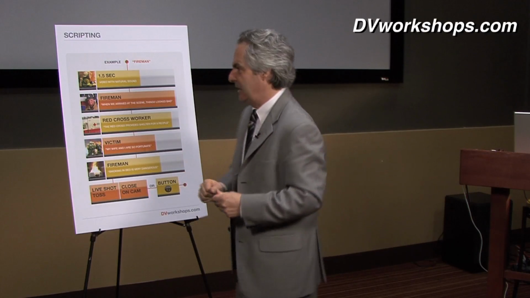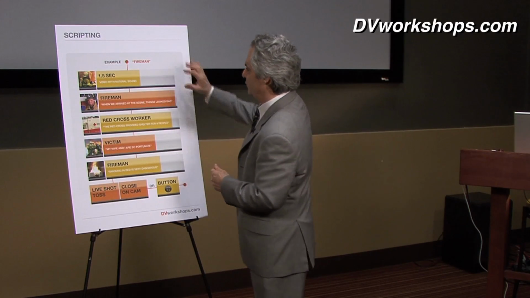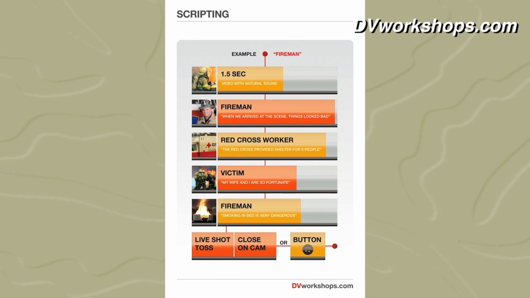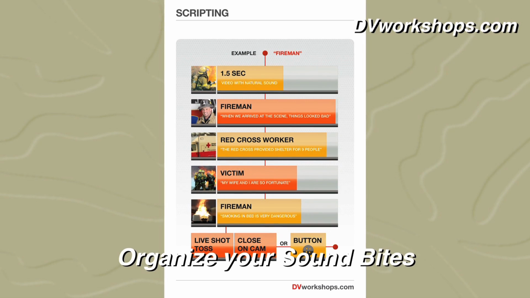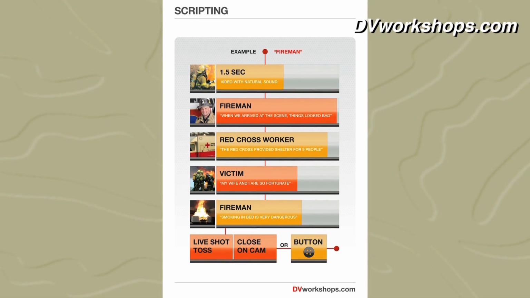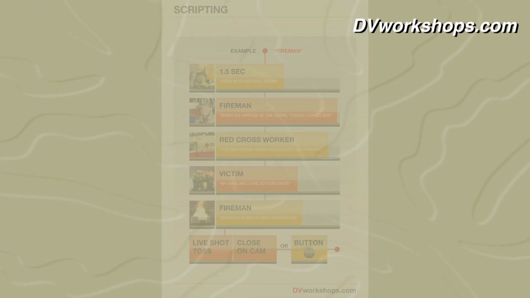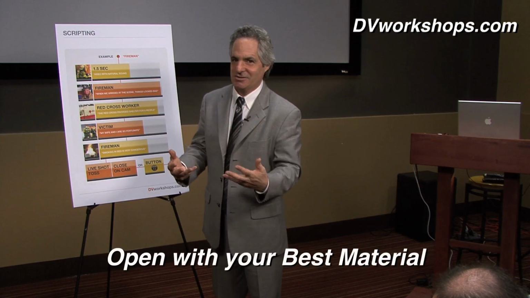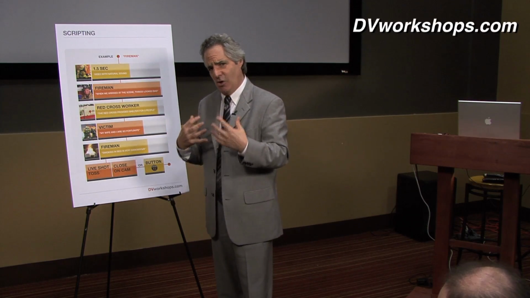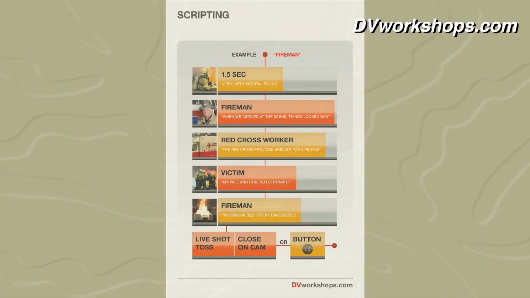Then what you do is you'll just organize them. Maybe you'll use index cards. Maybe you'll just write a flow chart and just put the order of what you think the sound bites should be. And generally, open with your best material. It may not make logical sense, but you can back into it. But whatever your strongest material is, if you can open with that, the strongest sound bite, I'd suggest opening with it.